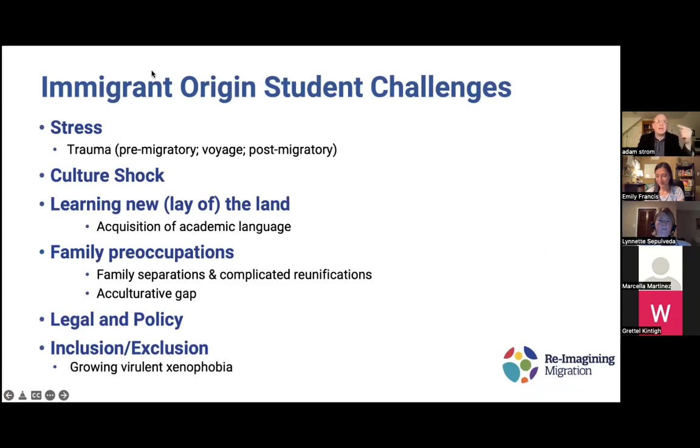That's like something that it's a constant learning, right? How to negotiate culture. And then there's the acquisition of academic language, right? We know that learning it takes a long time to acquire academic language. Kids might speak English first, but academic language is something else. And then there's the judgments that come with the way that people speak, right?